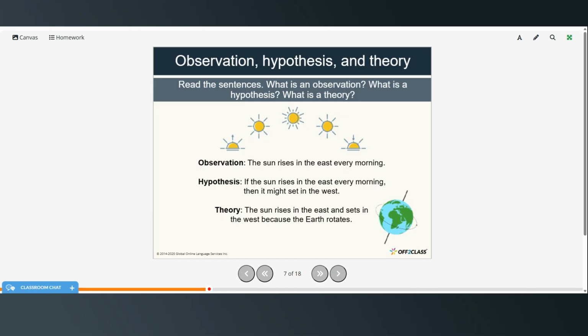Okay, so now we're going to read the sentences about observation, hypothesis, and theory. So the observation is that the sun rises in the east every morning. The hypothesis, if the sun rises in the east every morning, then it might set in the west. And the theory is that the sun rises in the east and sets in the west because the earth rotates.